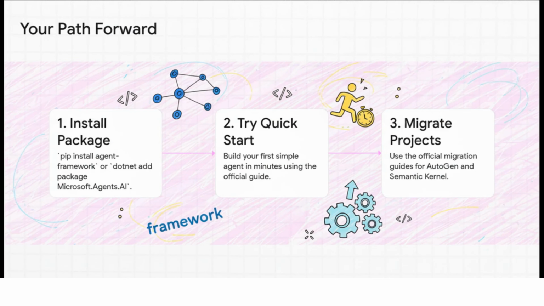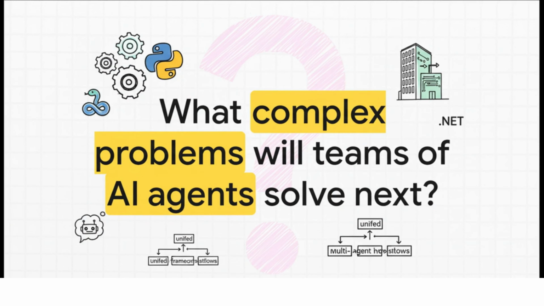And they've made getting up and running just incredibly simple. You can install the package with a single command. From there, the quick start guides will have you building your very first agent in literally minutes. And hey, if you're already using AutoGen or Semantic Kernel, don't worry, they've got you covered with official migration guides to make the switch. This really feels like a foundational shift, you know? By combining that rapid prototyping world with enterprise-grade stability and doing it all in one multi-language framework, the barrier to creating really sophisticated, reliable AI systems just got a whole lot lower, which leaves us all with one really fascinating question to think about. With tools like this finally in our hands, what truly complex problems will teams of AI agents solve next?